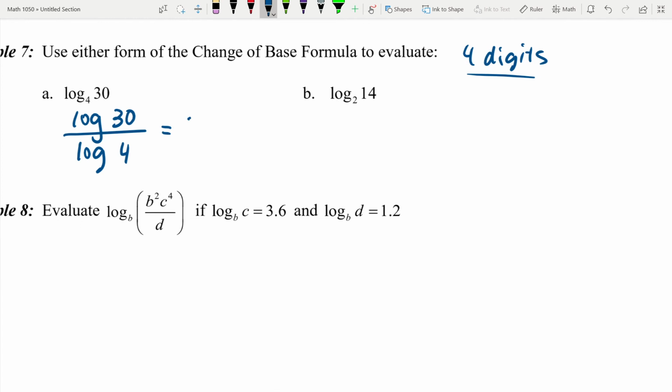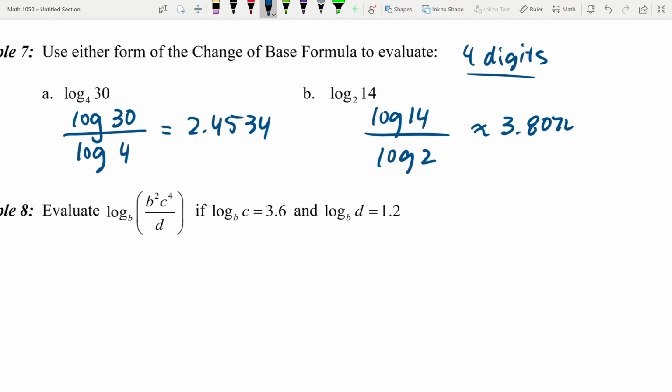Okay, so that would be 2.4534. This one right here, log 14 divided by log 2. So go log 14, close it off, divided by log 2, close it off. 4 digits would be approximately 3.8074. You can do an equal sign or squiggly if they tell you to round it, it's fine.